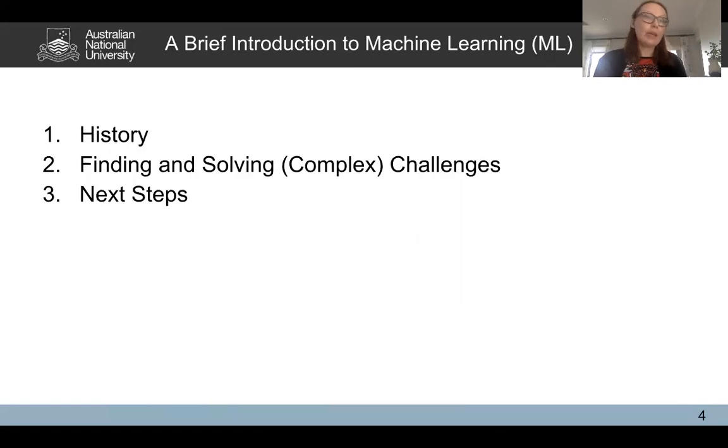We have a little bit of a history first of machine learning and the key terms and methods there. Then we have a look at how we can tackle real life problems. So it's not only about solving problems, actually the key step there is to find the right challenges to solve. And then we have a look at my recommendations for next steps to take in terms of applying the skills or knowledge from this brief introduction to practice as part of the hackathon.